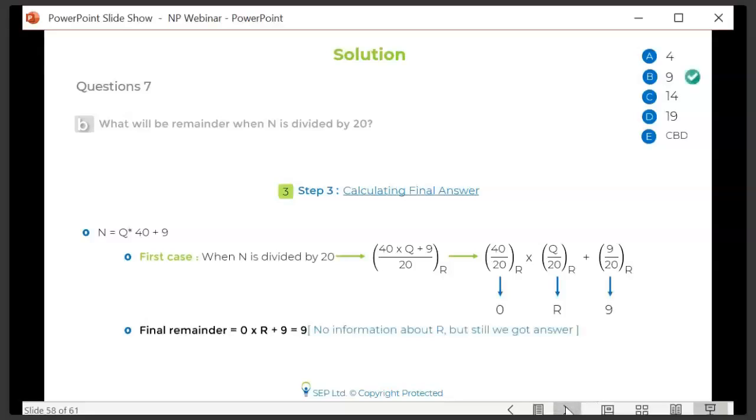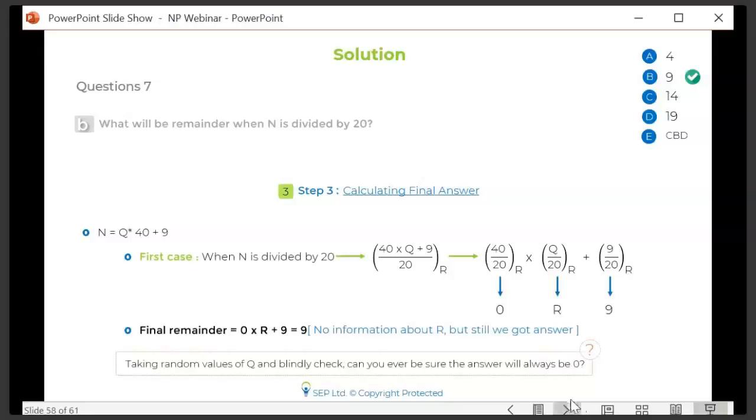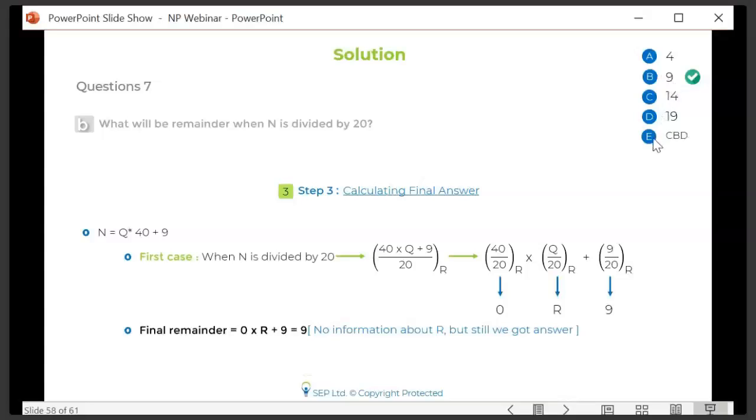But now, if you take random values of r, random values of q, the way you're taking it, can you be sure that the answer will never be anything else? Can you always be sure that if I'm getting 9 in 2 to 3 cases, I'll always get 9? You cannot be. In the previous question, it was easy. You were getting different answers, so CBD was fine. But here, unless you see for yourself that 0 times r is 0, you won't be able to say confidently that r does not matter in this case, so my answer will always be 9. But taking random values, you'll always carry that risk at the back of your mind, thinking maybe I might have missed some case where I might get a different remainder. So that is the reason we suggest not to take values whenever CBD is in the option.